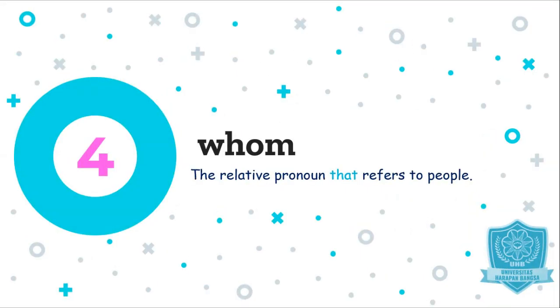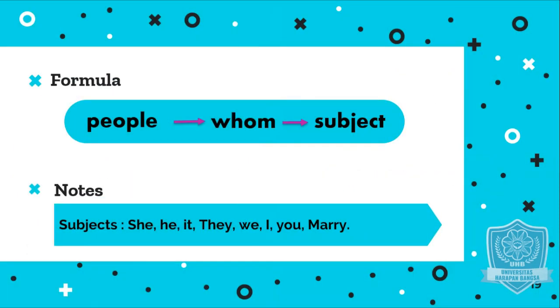We go to the next pronoun, namely whom. So this relative pronoun refers to people only. So whom is to describe people, and after whom should be a subject. Subject like she, he, it, they, we, I, you, and the name of the person.